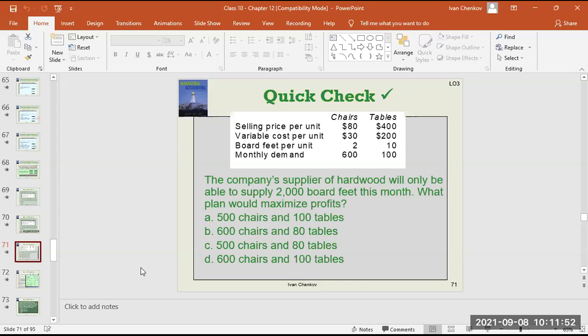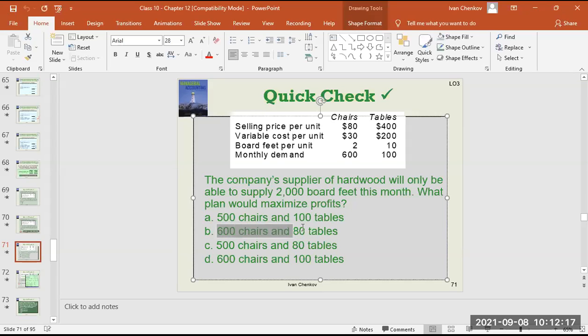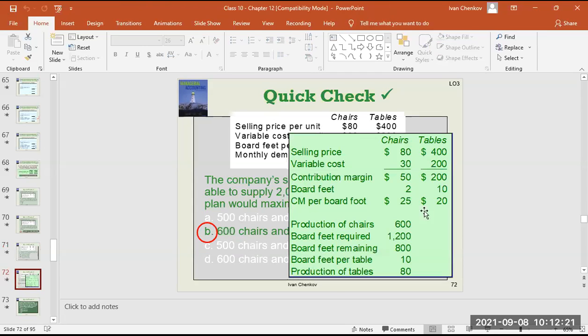Well, if we produce 600 chairs, we're going to use 1,200 board feet, but we have only 2,000. So how many are left? 800. With 800 board feet, how many tables can we produce? Only 80 tables. So if we want to maximize the profit, we have to go with option B, to produce 600 chairs and 80 tables. So that's how the calculation goes.